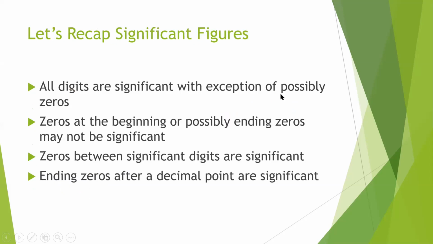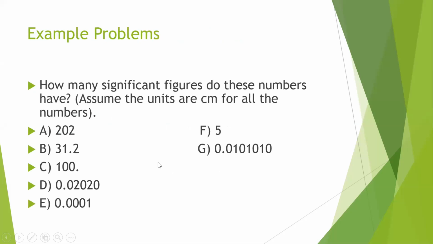Okay, so let's recap all the rules. All digits are significant with the exception of possibly zeros. We have to consider zeros deeper. Zeros at the beginning are never significant. Zeros at the end, we have to check. And any zeros between any significant digits are significant. And ending zeros after a decimal point are significant if there is a non-zero digit to the left. So that's basically all the rules. And now we're gonna have practice.